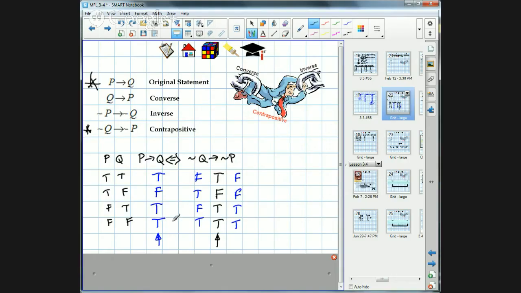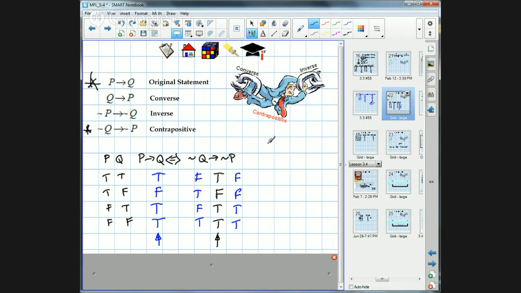See how they come out exactly the same? Both sides come out to TFTT. Okay. That proves that the contrapositive, when you flip those two things around and negate them, will always be equivalent to the original. These other two guys will not be equivalent to the original.